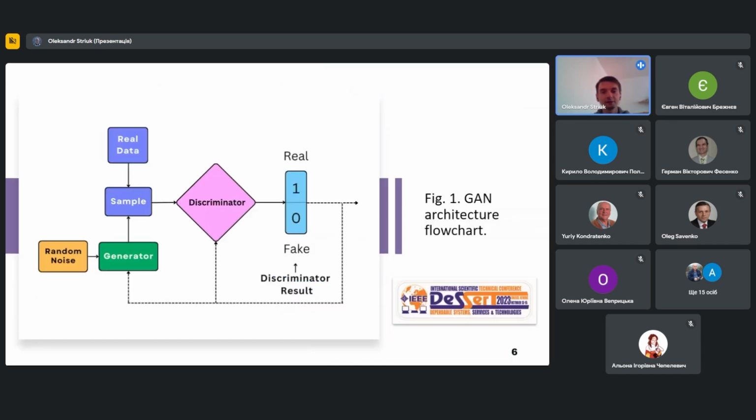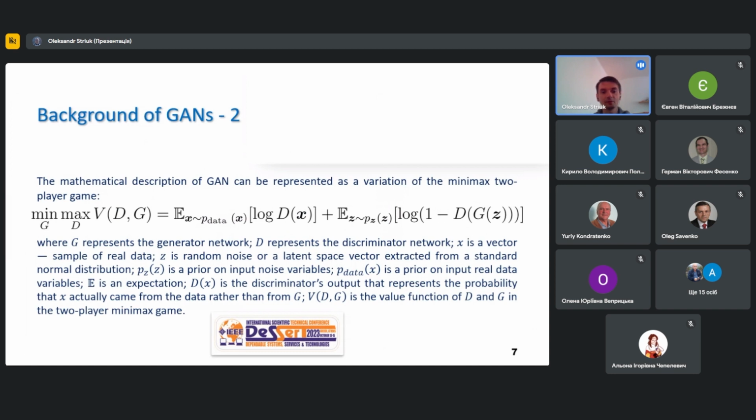The following is the flowchart of the conventional GAN that was presented by the author of the architecture, Ian Goodfellow, in 2014. The following is the mathematical depiction of the minimax two-player game that is used in GANs, I mean, in the conventional GANs, as the objective function.